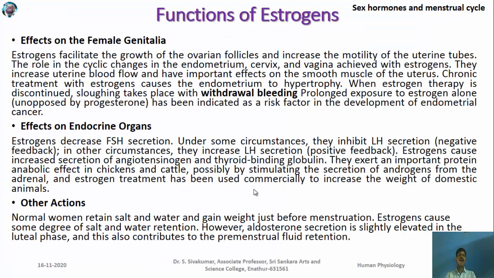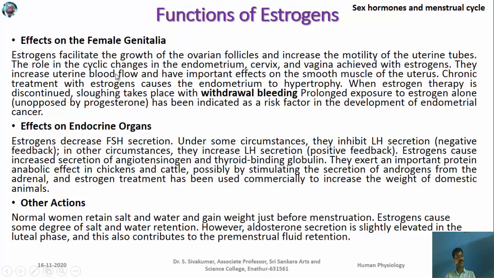So what is the function of estrogen? Estrogen is responsible for the female sexual characteristics, female genitalia formation, that is the formation of the uterine tubes. They also play a role in cyclic changes in the endometrium, cervix, and vagina. All these things are achieved with the help of estrogens.